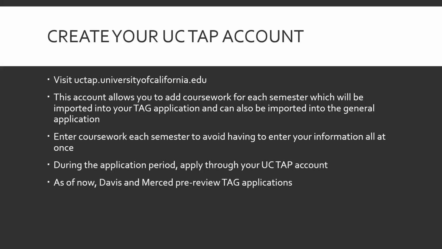So during the application period for TAG, which will vary based on whether you're applying for a fall, winter, spring, quarter, or semester, you're going to apply through this UC TAP account. One thing to note is that UC Davis and UC Merced will pre-review their TAG applications. So before you submit your general application to UC, you'll want to hear their response first. This just applies to students that are looking at UC Davis and UC Merced. If you have questions about that, please follow up with the counselor or with the transfer center so we can talk about that a little bit more.